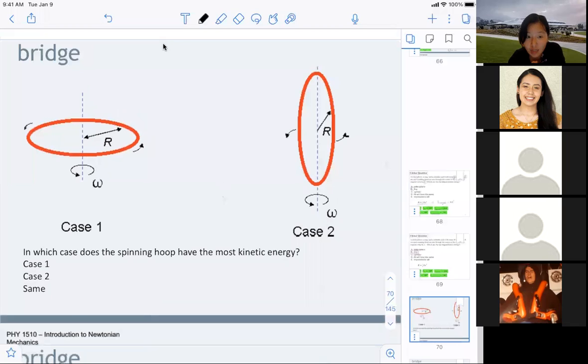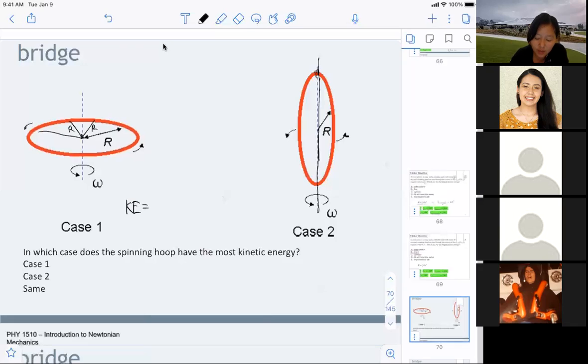A very similar question to that is a bridge question. With the ring, you can even rotate it differently. You can rotate relative to the central axis, where all of the mass is at a radius r away. However, if you do something different, you rotate the ring 90 degrees and rotate it relative to this axis. So what happens there? Do you think that will have the same kinetic energy, or larger or smaller?